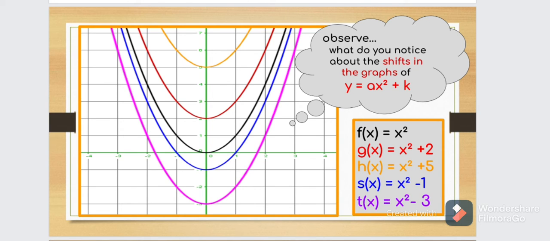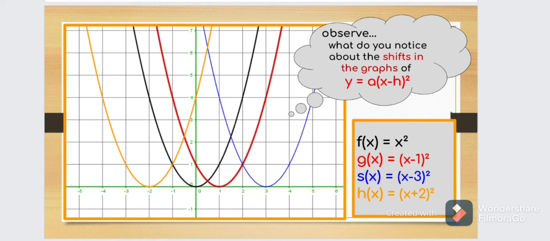Let's see. The effect of changing the values of k in the graph of y equals ax squared plus k is that we slide or we move the graph of the function vertically k units. When we say vertically, we move the graph upwards or downwards. If k is greater than 0, then the movement is upward. If k is less than 0, we move the graph downwards. Let's have another kind. This one.